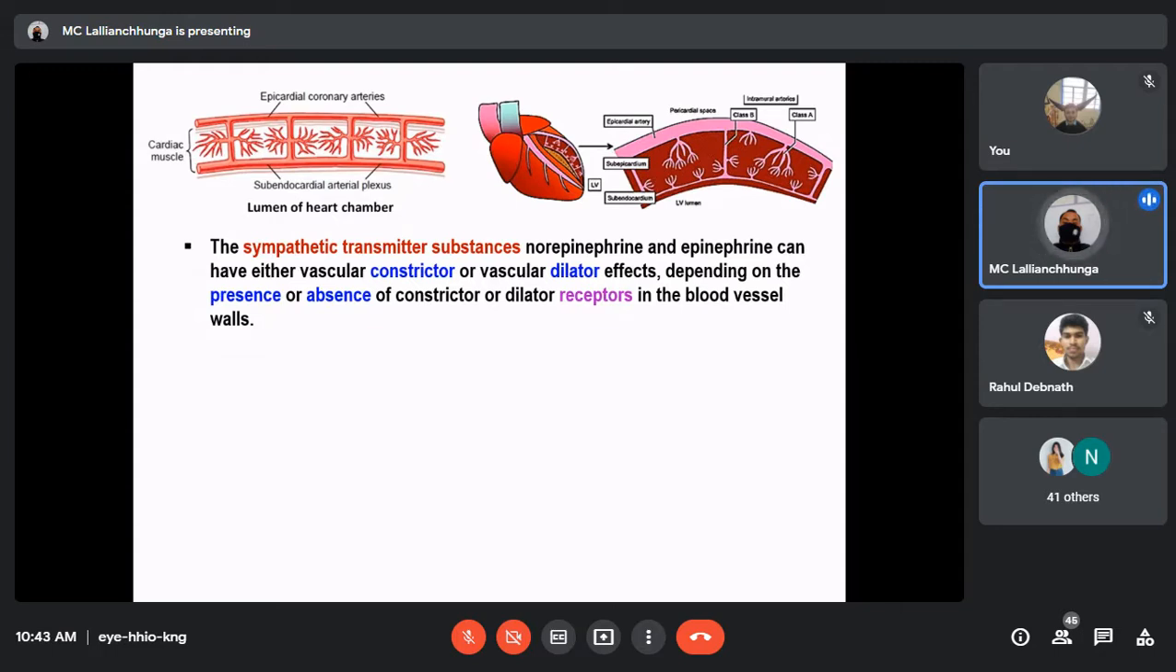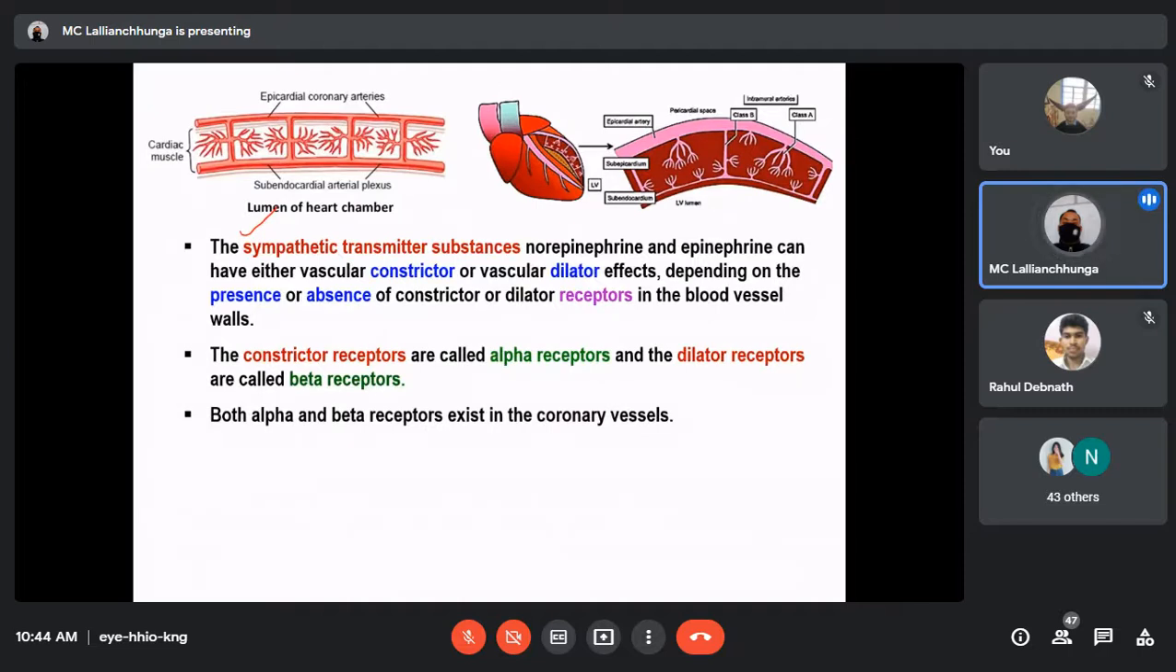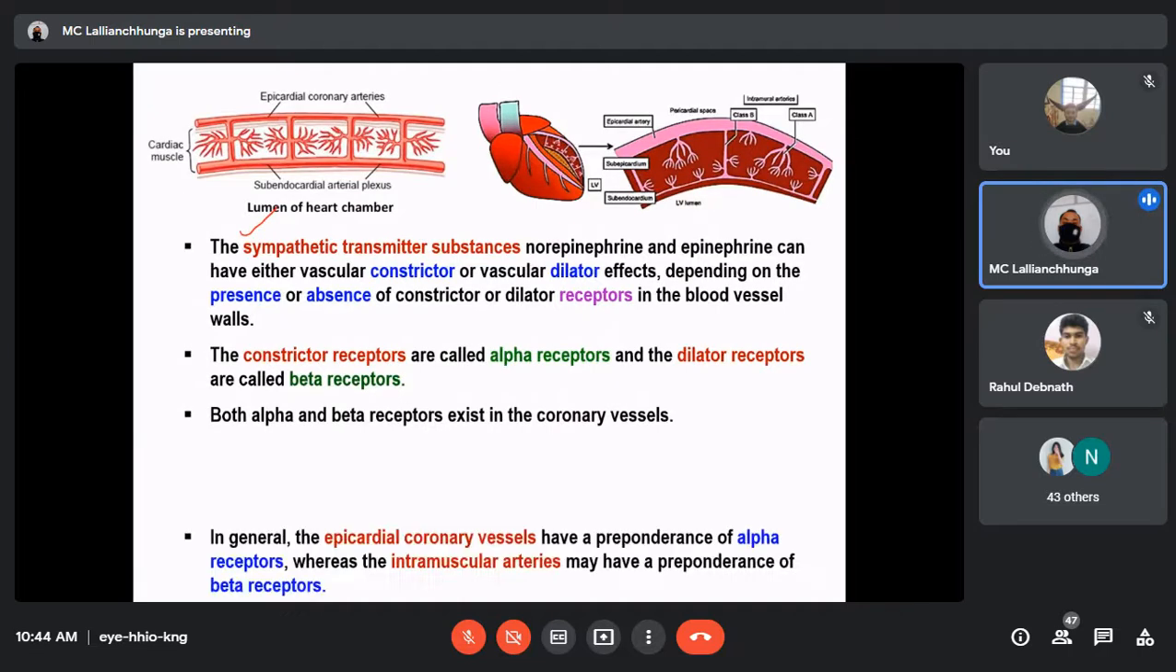Depending upon the presence or absence of the constrictor or dilator receptors in the blood vessels. Here another important point is that, depending upon the type of receptors, there may be dilation or constriction. The constrictor receptors are called alpha receptors and dilator receptors are called beta receptors. Both alpha and beta receptors exist in the coronary vessels.